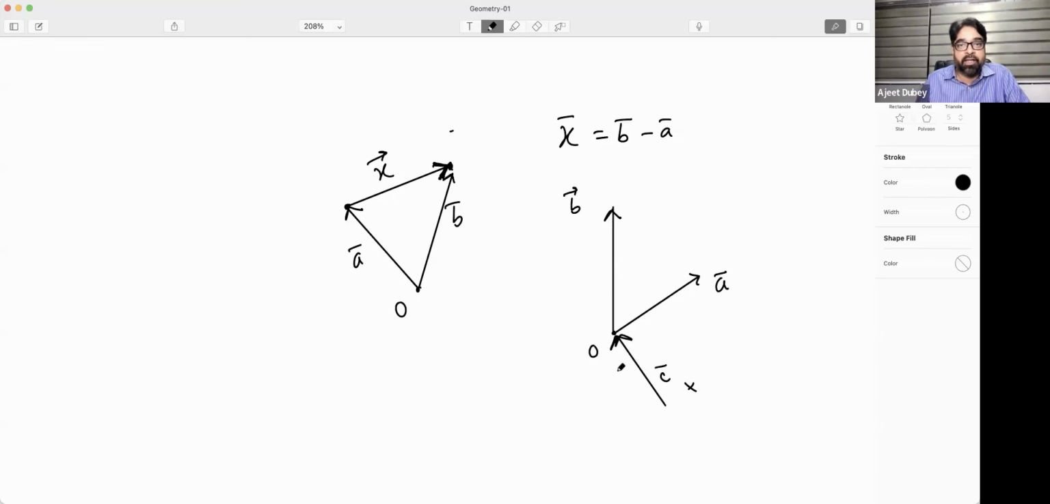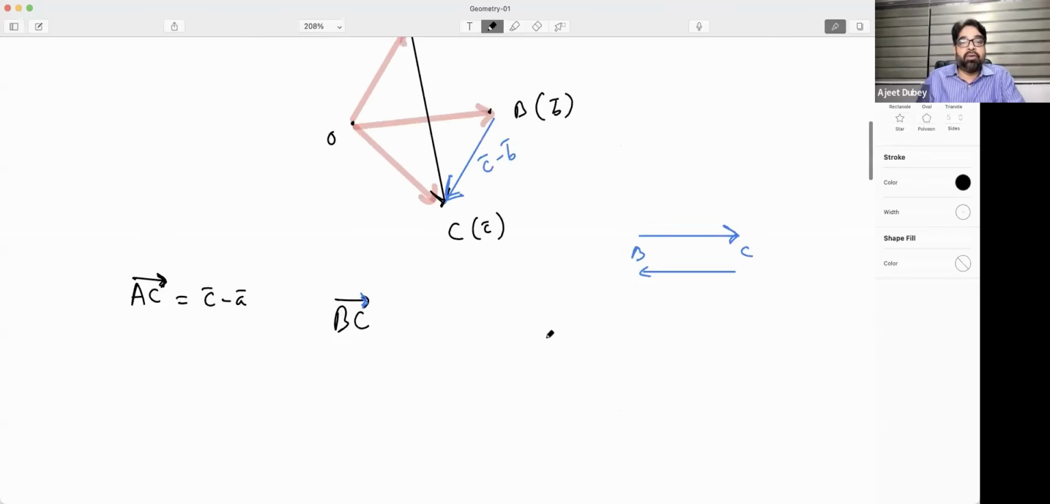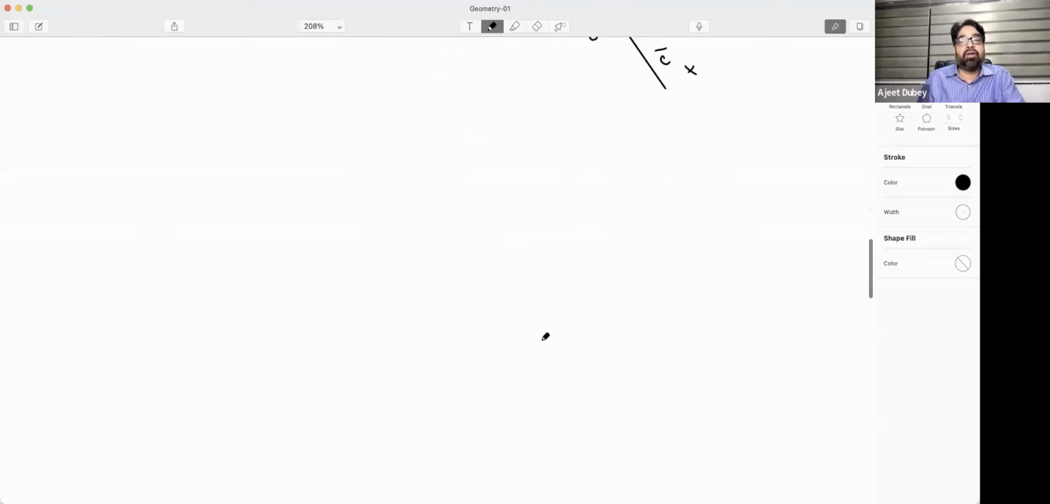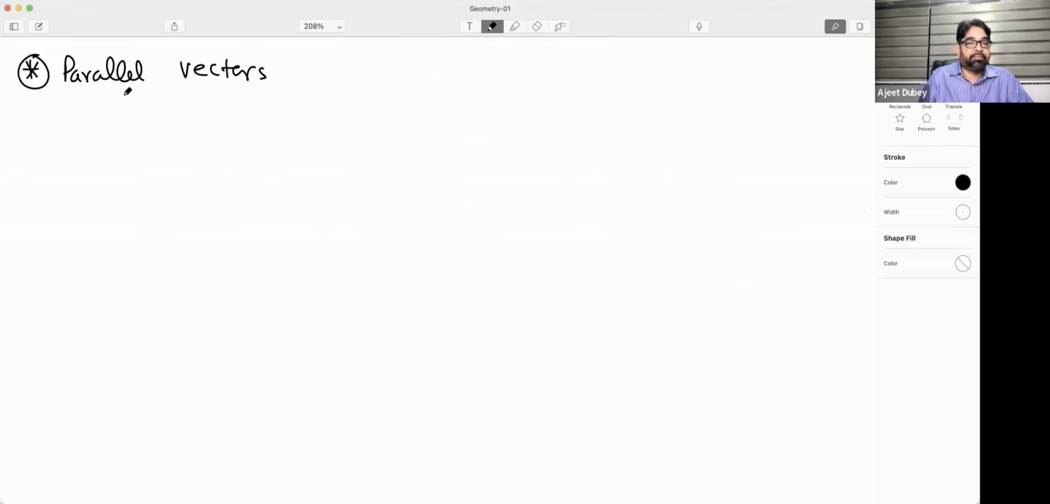I hope everybody understood. Yes, sir. So position vector, non-position vector calculation is very easy. It's not at all difficult. You have to understand this point. Now, let's understand the meaning of parallel vector. Parallel vector, very, very important. Those vectors whose directions are the same are called parallel vectors.